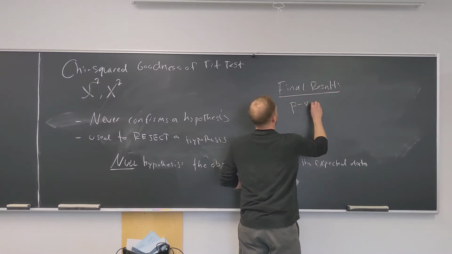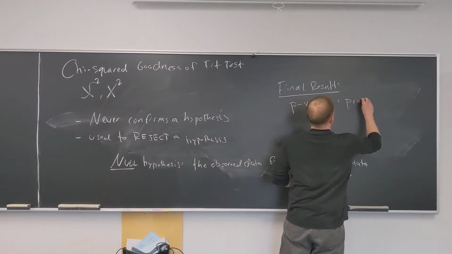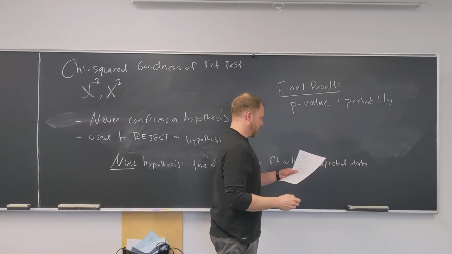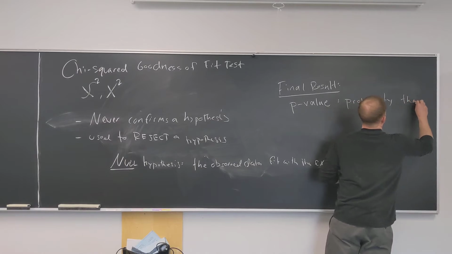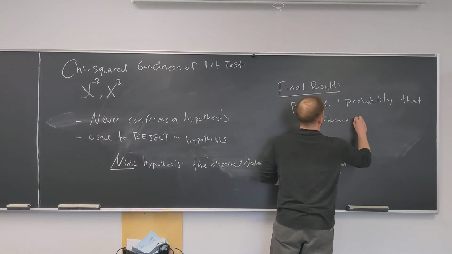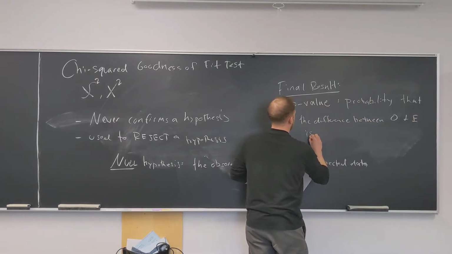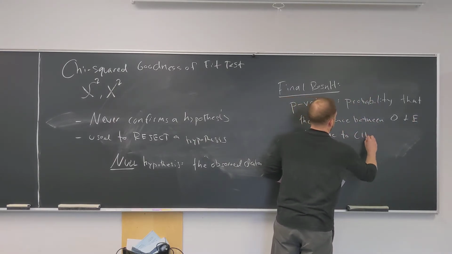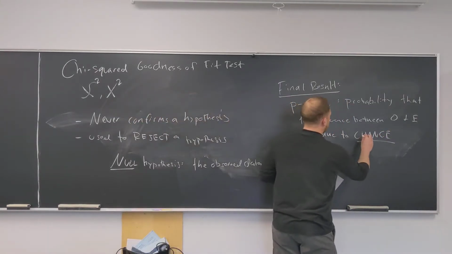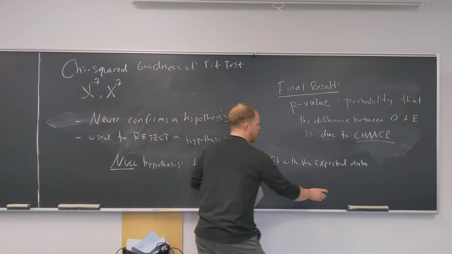So the final result out of any chi-square test is something called a p-value. This p-value is a probability, but it's really the probability that the difference between our observed and expected is due to chance. Chance, not change. Chance.